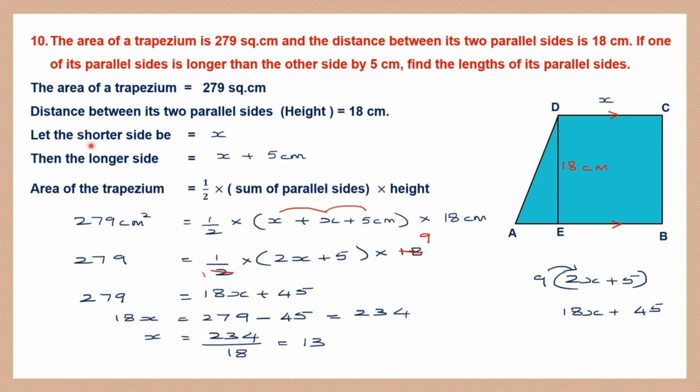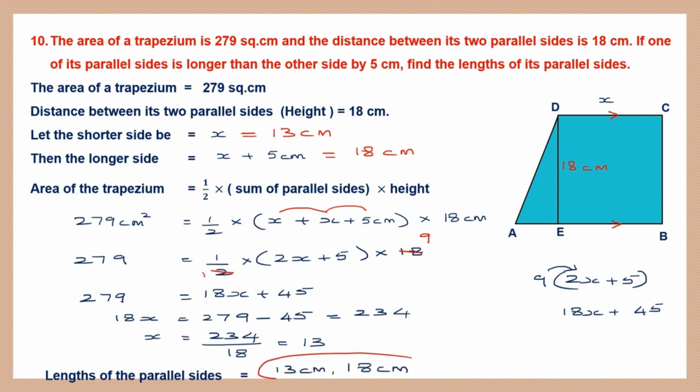And what is x? X is the shorter side. So the shorter side is 13. We can write it here. It's 13 centimeters. And the longer side is x plus 5, 13 plus 5, which is 18 centimeters. So now we have found the length of its parallel sides. It's 13 centimeters and 18 centimeters. So let's write the answer. The length of the parallel sides is 13 centimeters and 18 centimeters. So this is our answer.